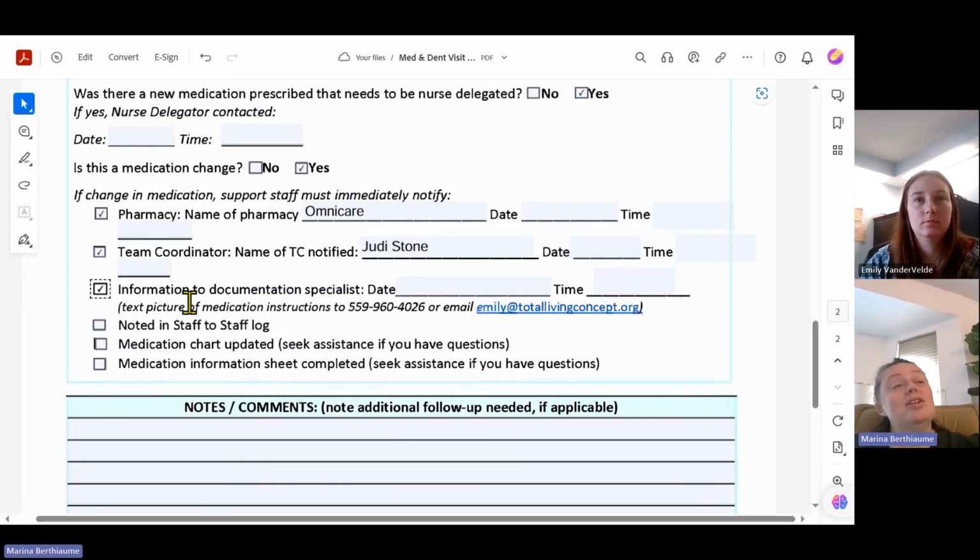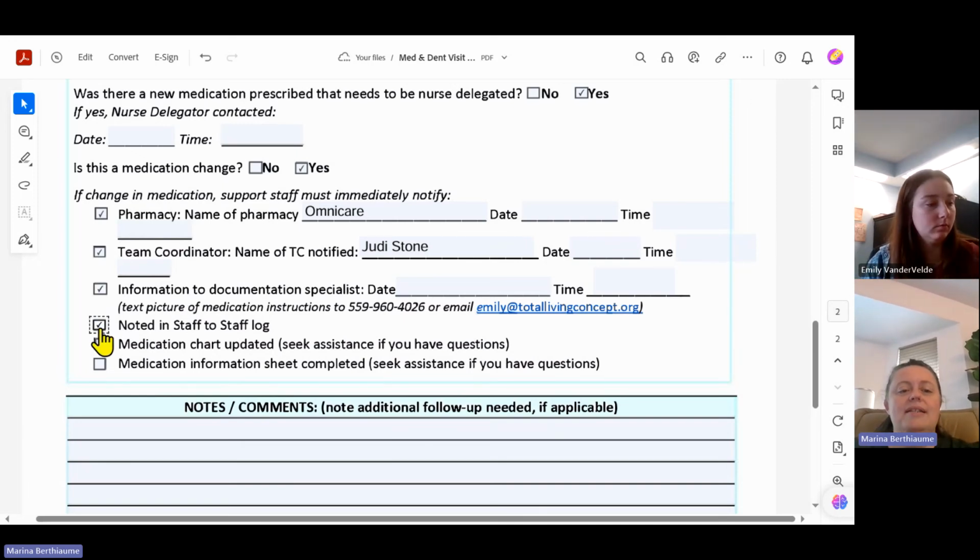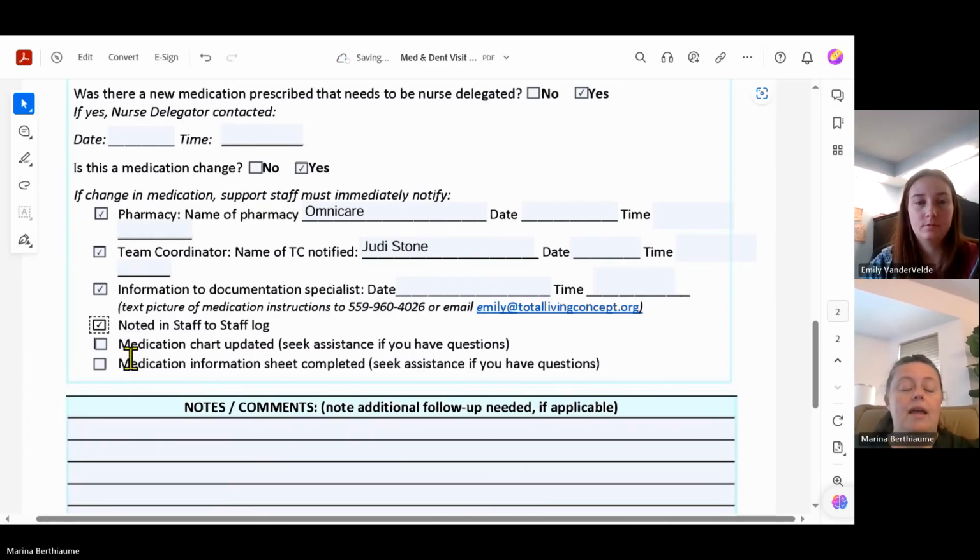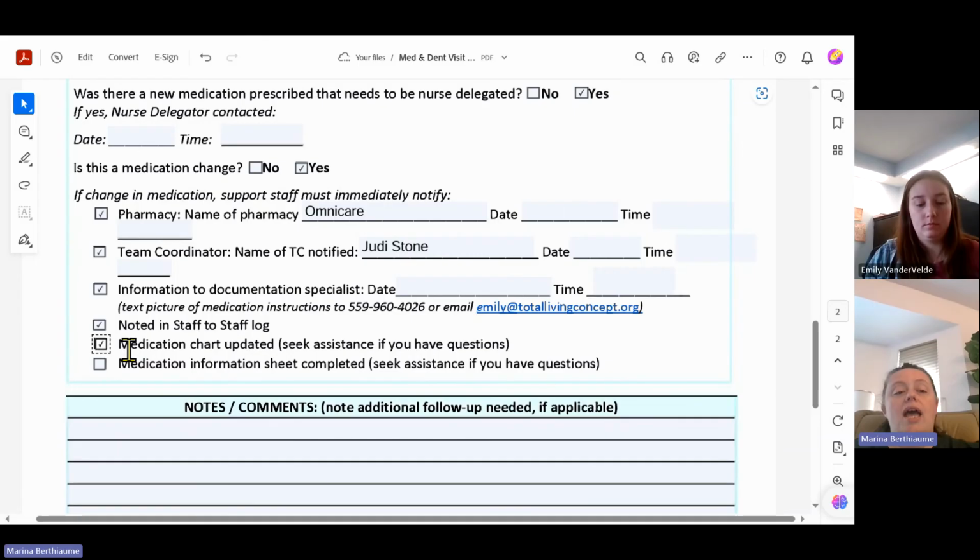Then next we have to make sure everyone on the team is aware of the medication change. So, noted in the staff to staff log, you're going to write it in so that whenever people come onto shift, they're going to read through the notes and find out what the changes are. Then we need to get the medication chart updated according to whatever was changed.